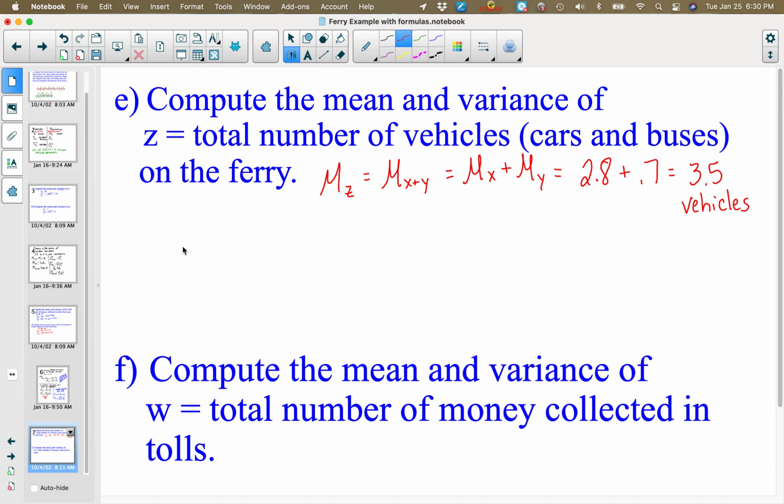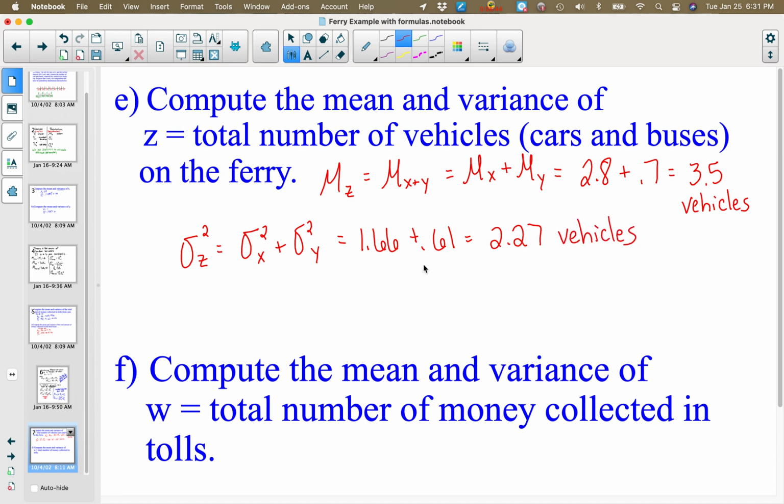To get the variance, sigma squared Z is equal to sigma squared X plus sigma squared Y. I guess I could have had an intermediate step right there. I should have. And I can add these because if you look back at the original problem, we were told that the cars and the buses on the ferry were independent. So we have 1.66 plus 0.61, and we get 2.27, and that would be vehicles. And that is our variance.